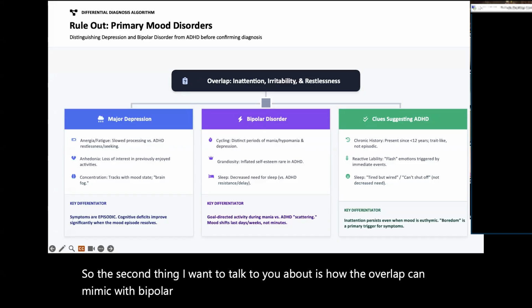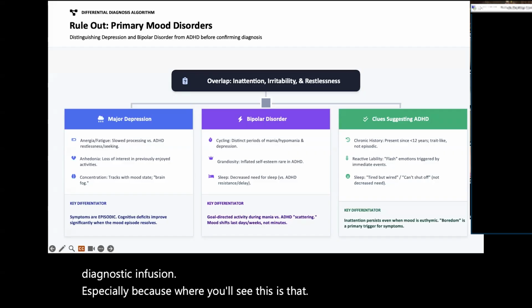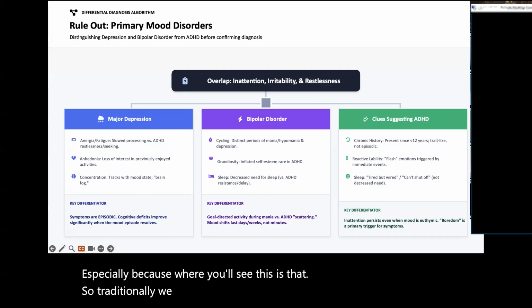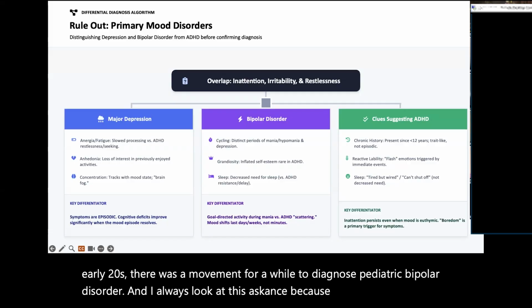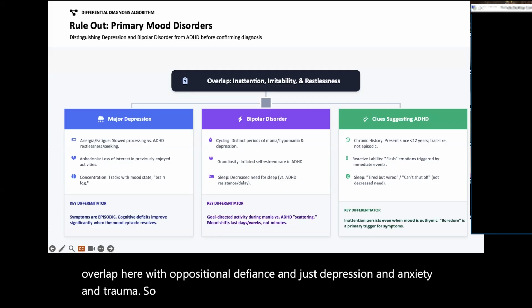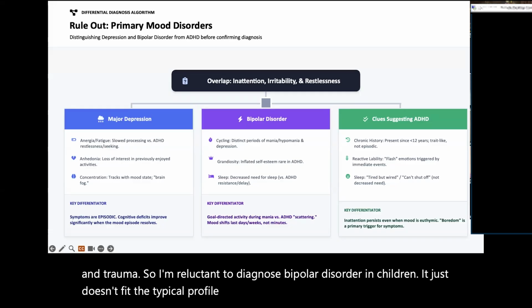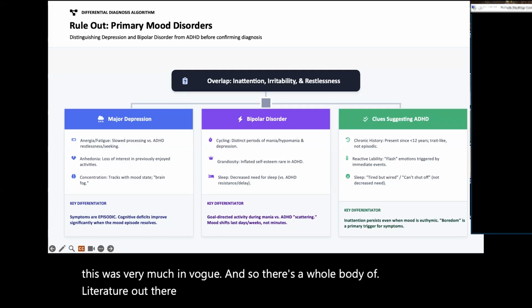So bipolar disorder creates even more of a diagnostic confusion. Traditionally we diagnose bipolar in the late teens, early 20s. There was a movement for a while to diagnose pediatric bipolar disorder, and I always look at this askance because there's too much overlap here with oppositional defiance and just depression and anxiety and trauma. So I'm reluctant to diagnose bipolar disorder in children. It just doesn't fit the typical profile. But suffice it to say, there was a time where this was very much in vogue. And so there's a whole body of literature out there that talks about pediatric bipolar.